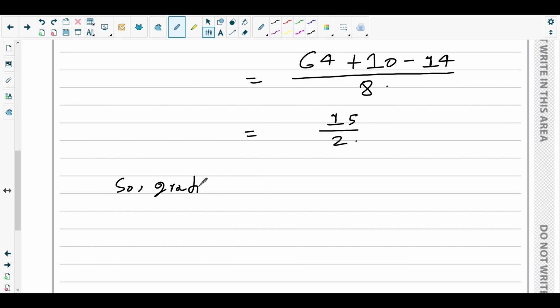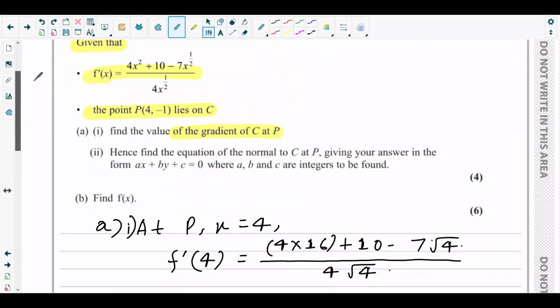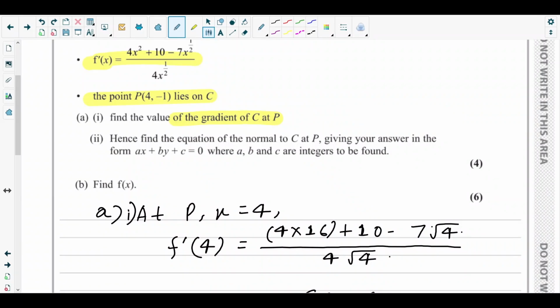So the gradient of the curve is m equals 15 over 2. That's it. That's what part A1 has asked for. Fine. Okay, next is part A2.